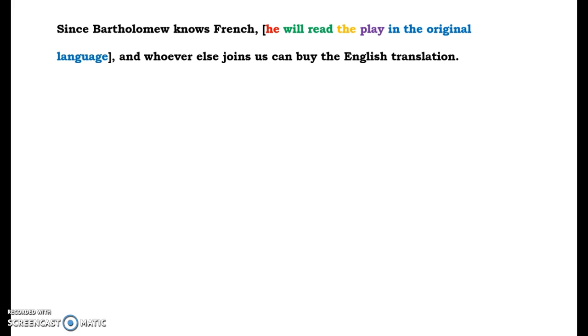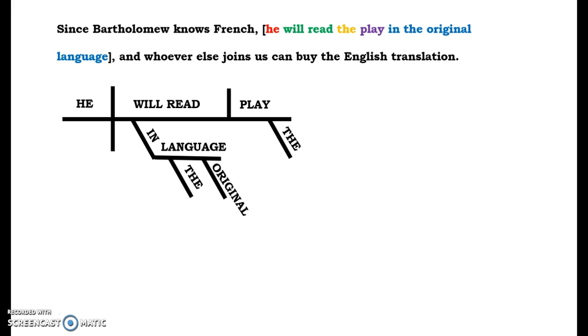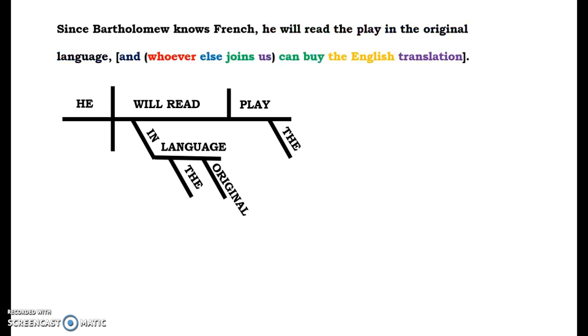Subject, he; verb, will read; direct object, play, with the as an article adjective modifier. In the original is a prepositional phrase that we'll see is stemming from the verb. So let's rediagram it like this. He will read the play in the original language. Under what circumstances will he read the play in the original language? That's why it's adverbial right there. Good.